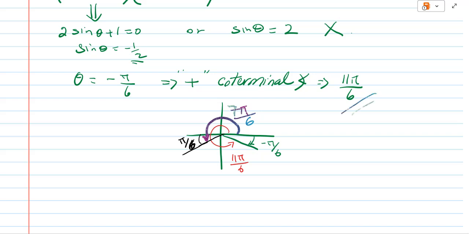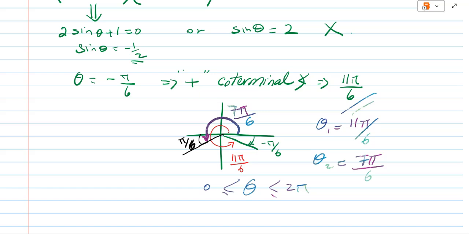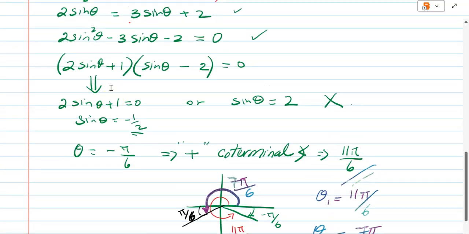So now we have two angles. One is 11 pi/6, so this is theta 1, 11 pi/6, and theta 2 is 7 pi over 6. Those are the two angles that satisfy the values of theta between 0 radians to 2 pi radians.